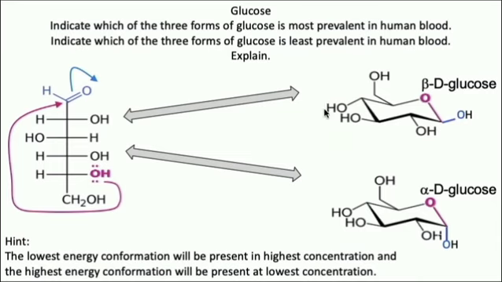Let's start with beta D glucose. First we'll look at the atoms on the top of the cycle, starting with the hydroxyl. Up, down, up, down, up. Every bond is trans. Let's look at the bottom of the cycle. Up, down, up, down, up. Every hydroxyl group in beta D glucose is equatorial.